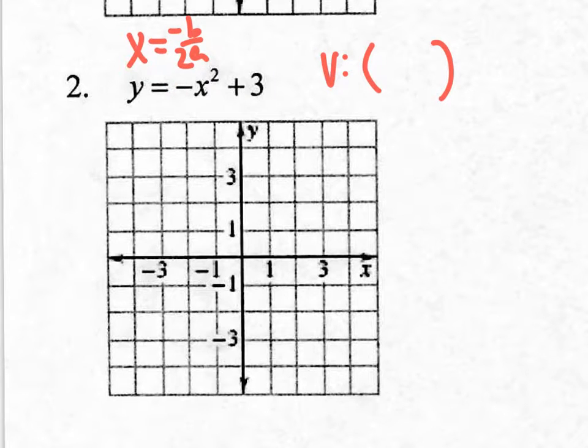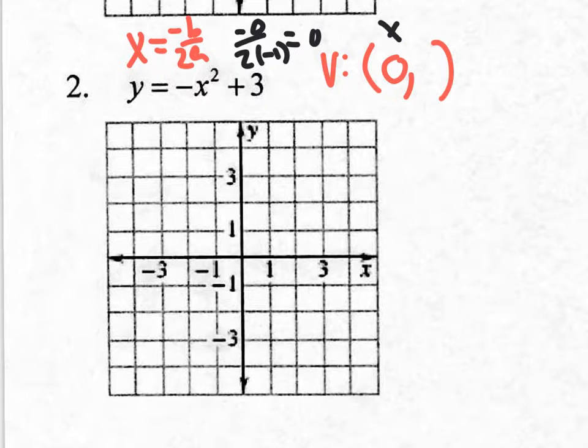The b value is the value with the x. There is no x. There's an x squared, but there's no x. So the b value is 0. So when you have -0 over anything, over 2 times -1 in this case, it's still going to be 0. So your x value of your vertex is 0.